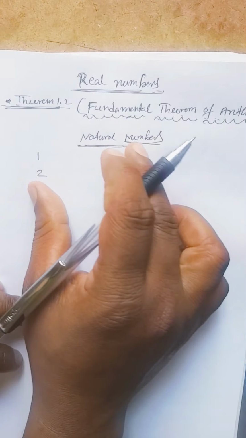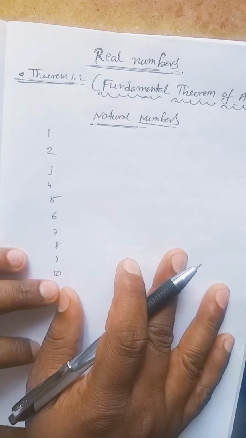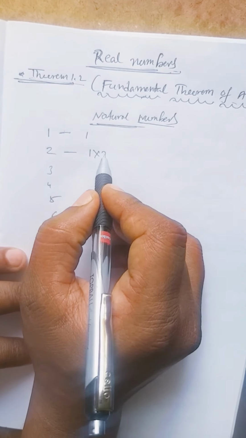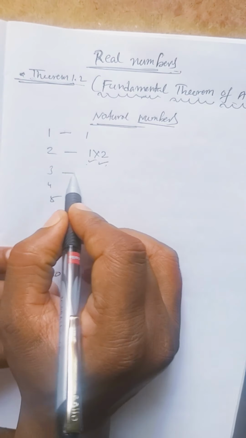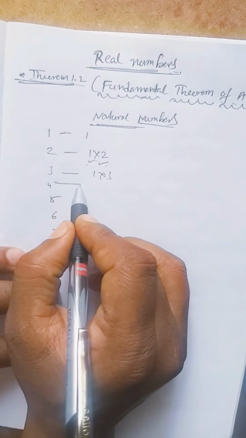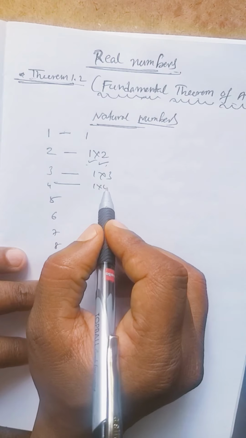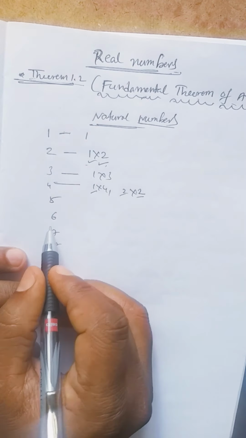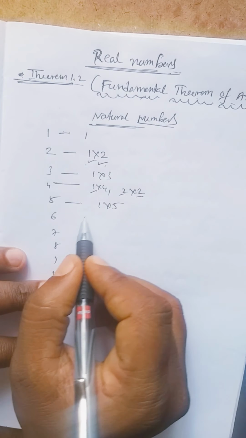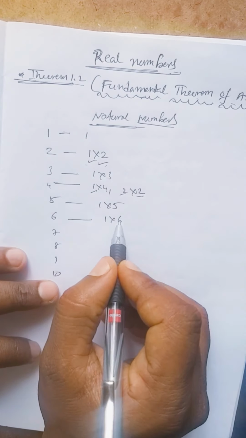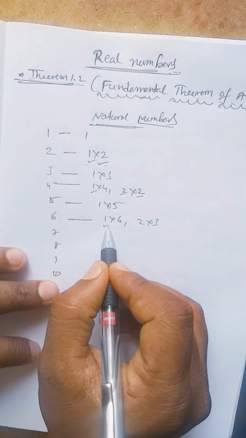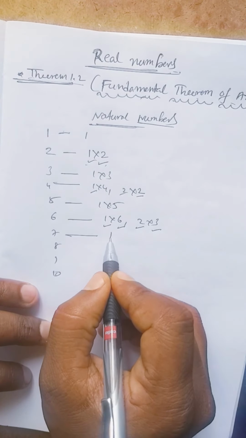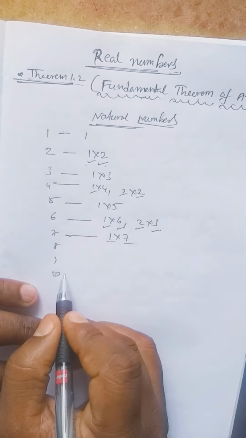If you write all the factors of these numbers, what you observe is that 1 has only one factor. 2 has two factors, 1 and 2, because 1 into 2. 3 has factors 1 into 3, so it has two factors. 4 factors: 1 into 4, we can also write 2 into 2, so it has factors 1, 2 and 4. 5 has factors 1 and 5. 6 has factors 1 into 6, 2 into 3, so it has 4 factors: 1, 6, 2, 3. Now take 7. 7 has factors 1 and 7, because we can write it only one way.